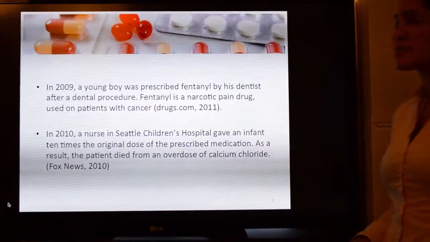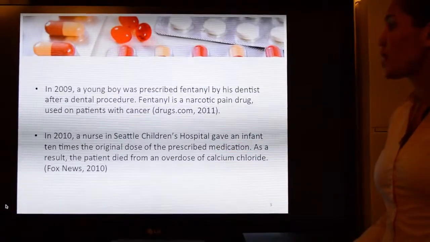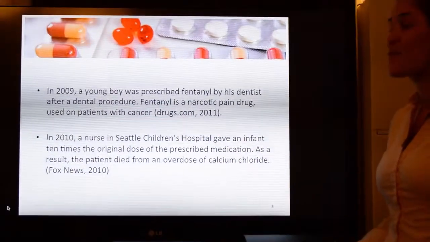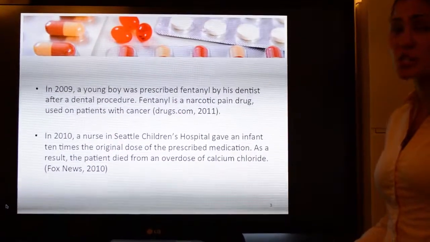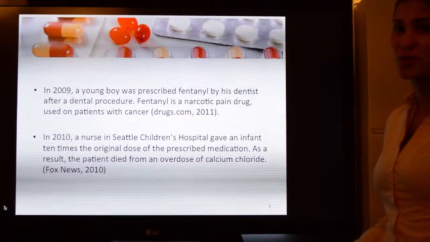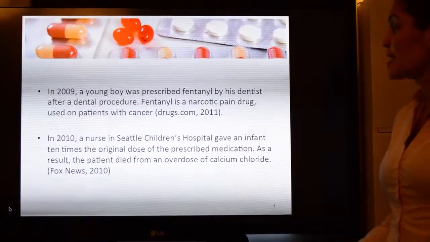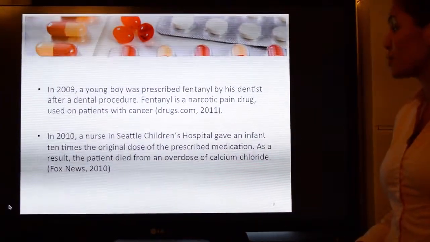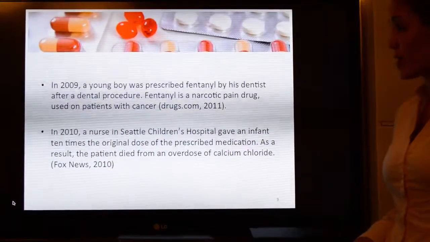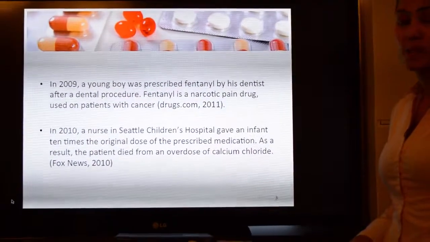For example, in 2009, a young boy was prescribed fentanyl by his dentist. Fentanyl is a narcotic drug which is usually prescribed to patients with cancer. Also in the year 2010, a nurse in Seattle Children's Hospital gave an infant 10 times the original dose of calcium chloride, resulting in the patient's death.